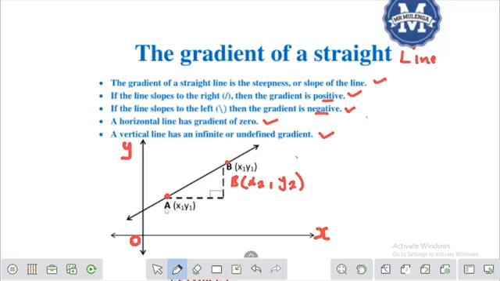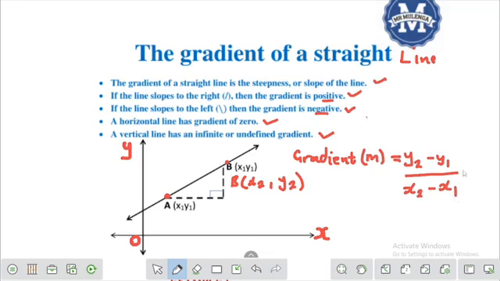Now, we need to find the gradient of line AB. Remember, this gradient is along a straight line. So this is the formula that we can use. The gradient can also be represented by the letter M. Gradient, or M, is equal to the difference in the y coordinates, which is y2 minus y1, divided by the difference in the x coordinates, which is x2 minus x1. So this is our formula, and you have to know it.